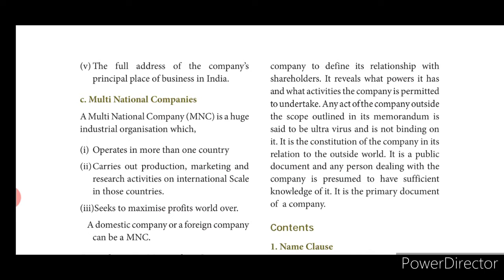It is a huge industrial organization which operates in more than one country, carries out production, marketing and research activities on a national scale in those countries, and seeks to maximize profits worldwide. A domestic company or a foreign company can be an MNC also. A company which operates in India might be the headquarters, and the company which they want to launch in further countries might be a foreign company. It means it may even be an MNC. So chances are there.